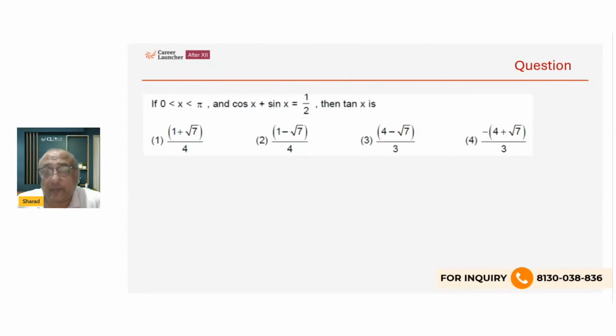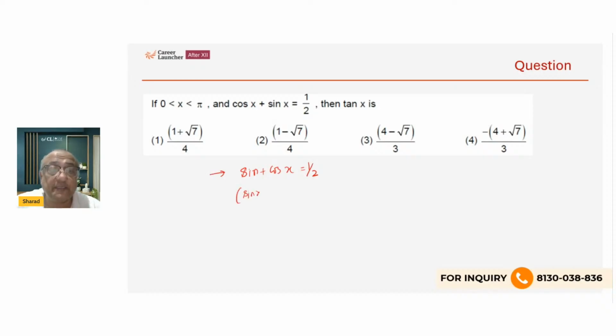Let's do the next one. This is a tricky one. Sin x plus cos x is equal to 1 by 2. Now what to do? I'm stuck. Whenever you get sine x plus cos x, please square it.